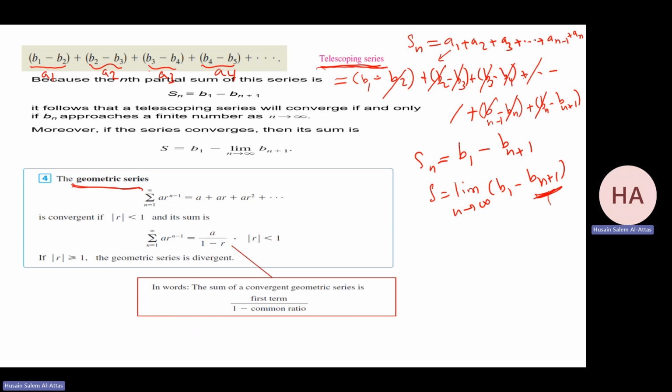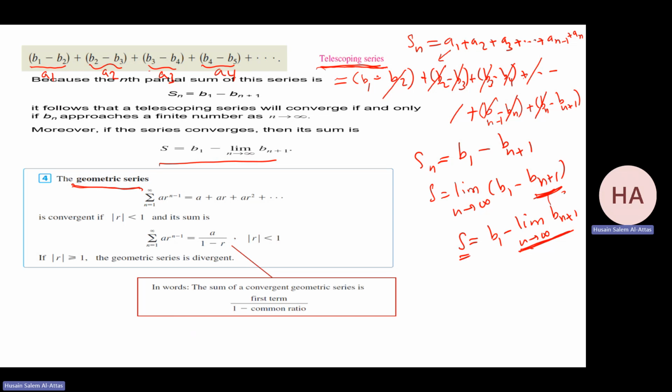If this limit exists, then we say the series converges. And the sum will be B1 minus this limit. That will be the sum of the series. If this limit exists, then we say the series converges, and that gives me the sum of the series. That is the formula. We'll do examples that will explain it in more detail.